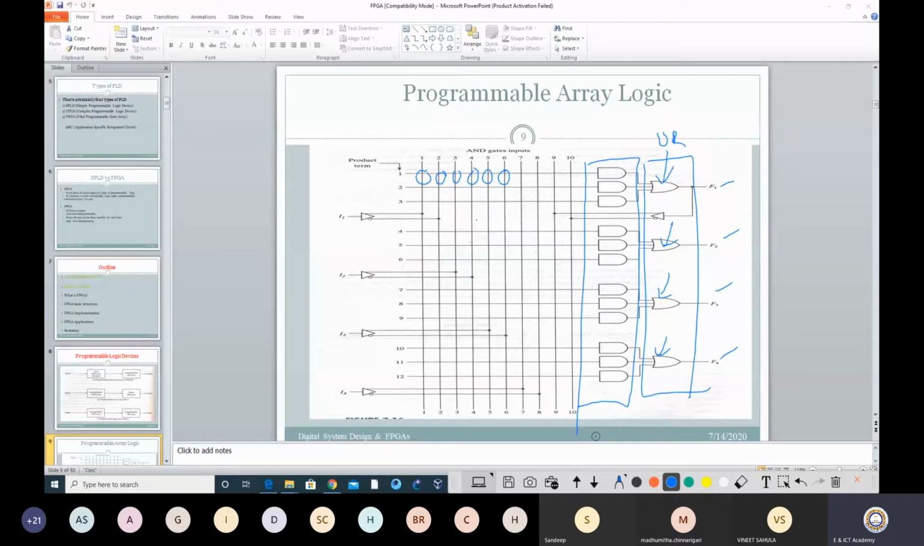Here the output of the AND gate goes directly to the OR gate. So the output of an AND gate is directly connected to the OR gate, and there is no programmability at this particular point.